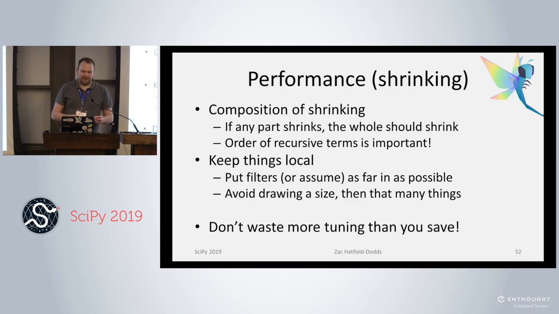So if you're drawing collections, you should use the collections API. But if you did something pathological, like you draw a number and then you draw that many things, you definitely want to do it that way instead of drawing a number, subtracting it from 100 and then drawing that many things. Because when we minimize the original number, your collection gets bigger and everything is bad. You want to keep things as local as possible. So filters or the assume function should be as close to where the data is generated by the engine as possible. That way, for example, it can retry drawing individual elements of a list rather than having to retry drawing the entire list with all of its elements.